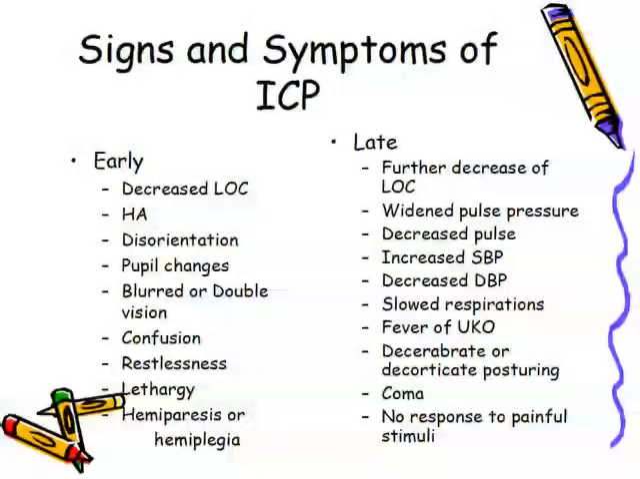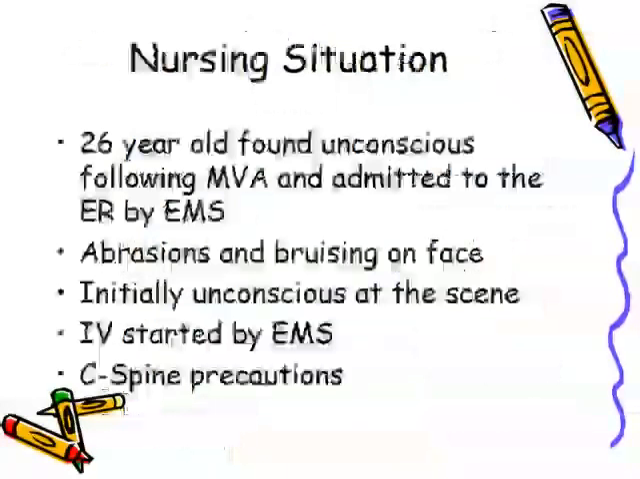And they may start to have some posturing, which we call decerebrate and decorticate posturing. And we're going to talk about that a little bit later in the lecture. That patient may progress to a comatose state. And in that case, they may arouse to only painful stimuli, or if they're in a deep comatose state, they may have no response to painful stimuli.